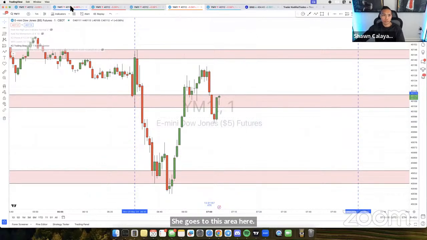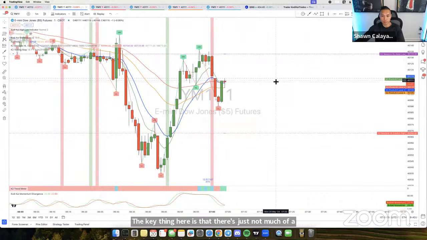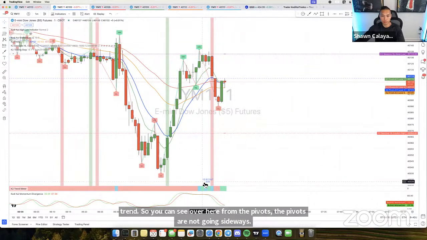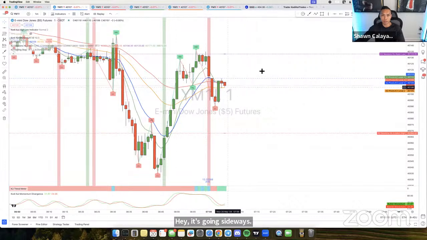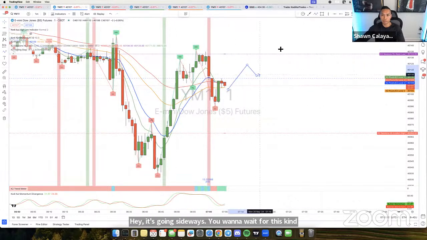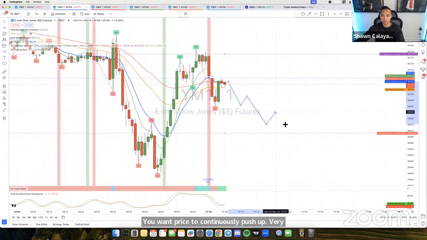The key thing here is that there's just not much of a trend. So you can see over here the pivots are now going sideways. The trend has kind of shifted down a little bit. It's currently at 13 ATR. Pivots are going sideways. We're going to wait for this to break out of this area because we don't want it to go sideways like this. You want price to continuously push up, or we want price to continuously push down, of course.